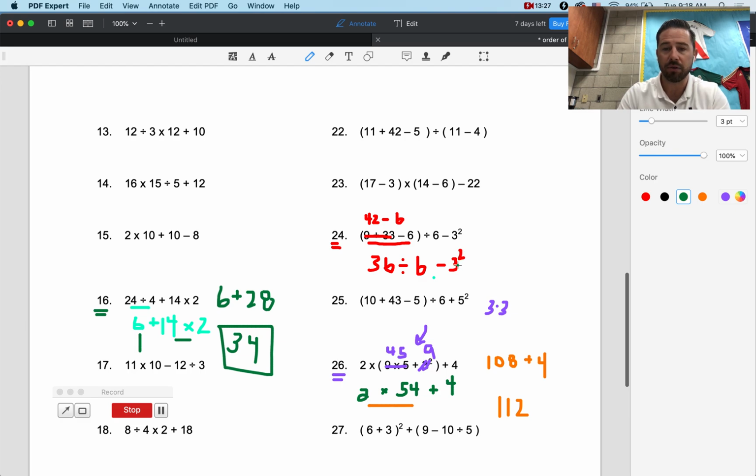Exponents, right? 3 squared. Well, 3 times 3 or 3 squared is 9. So I'm going to get rid of this guy and put a 9 here. Okay, now what do I have? I've got division, and then I've got subtraction. Okay, I'm going to do division before subtraction. What's 36 divided by 6? It's 6. And what we have left is 6 minus 9.